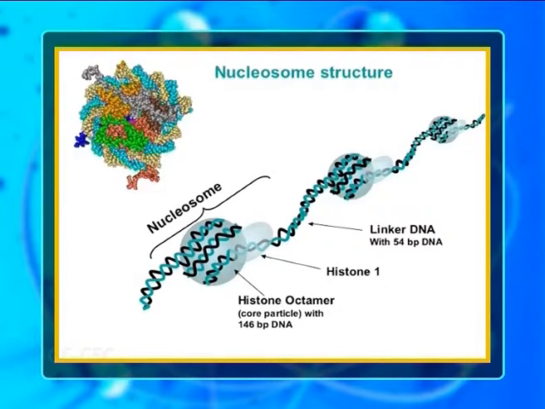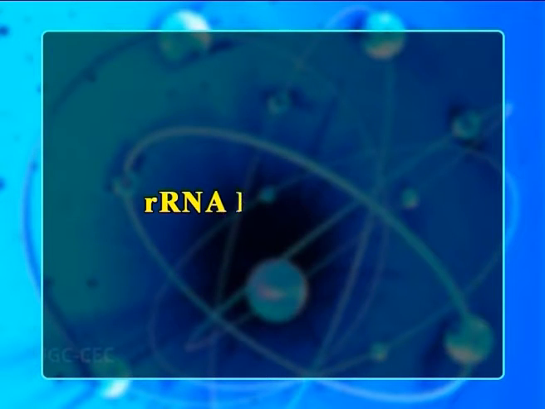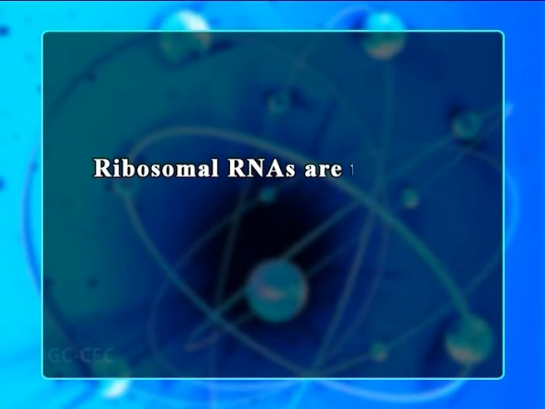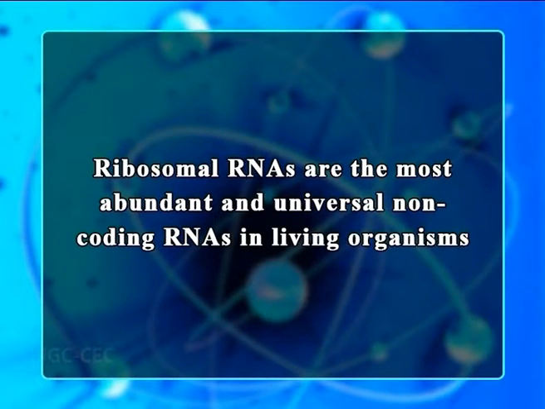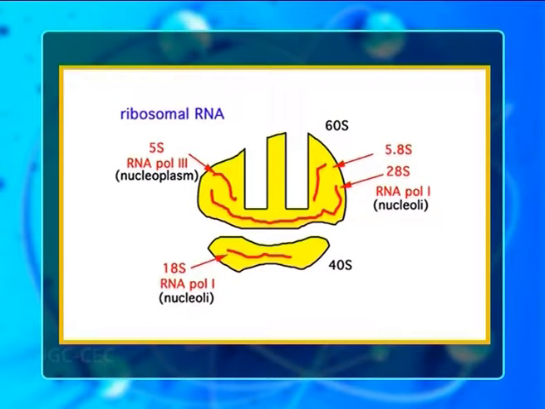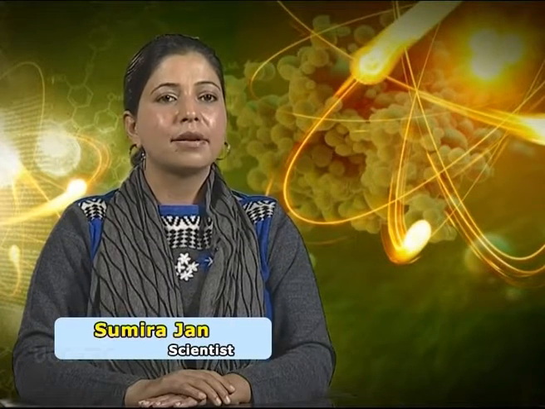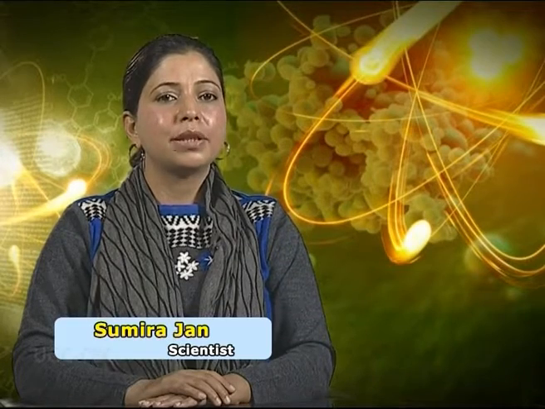Now I will conclude my lecture with my last topic on rRNA processing. Ribosomal RNAs are the most abundant and universal non-coding RNAs in living organisms. In eukaryotes, 3 of the 4 ribosomal RNAs forming the 40S and 60S subunits are bound by a long polycistronic pre-ribosomal RNA. A complex sequence of processing steps is required to gradually release the mature RNAs from this precursor, concomitant with the assembly of 79 ribosomal proteins.